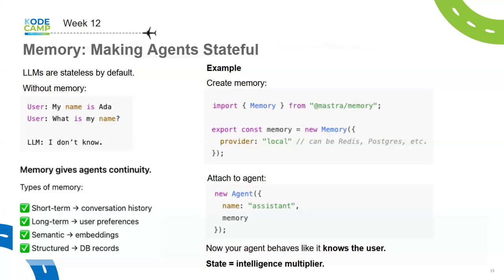So Mastra makes it really easy for you to bring in memory. It has a whole section under memory that basically swaps memory in, right? And you use the same memory class, but you specify the provider. Then when you are creating the agent, you add the memory. That's it. It becomes very simple.